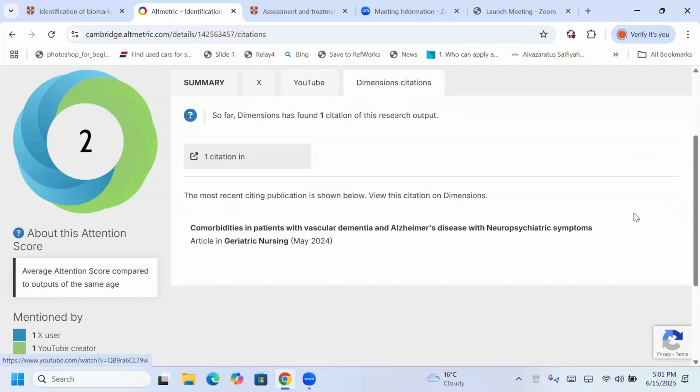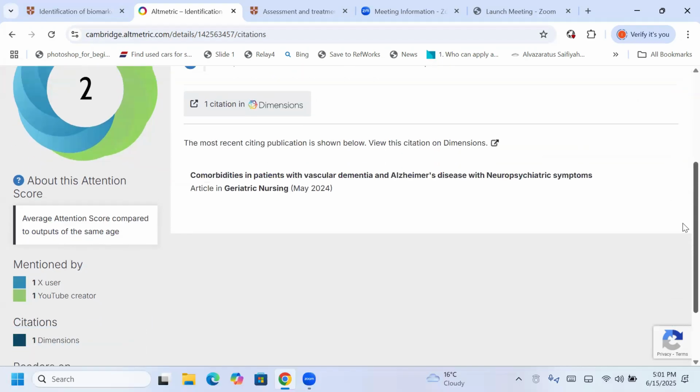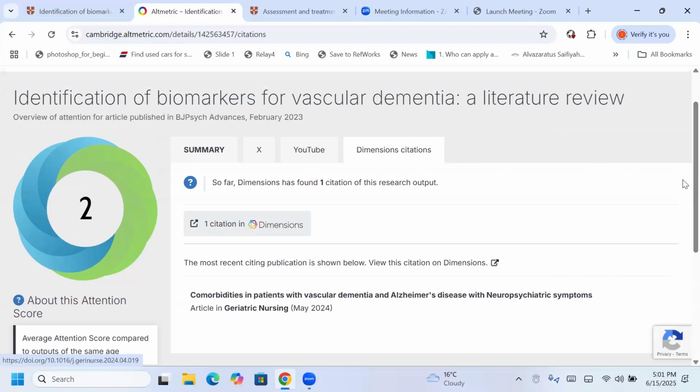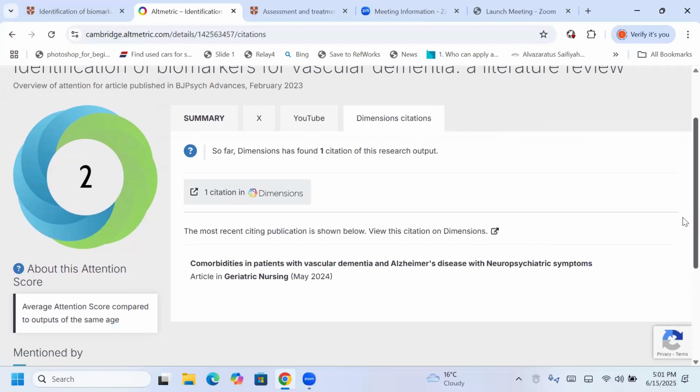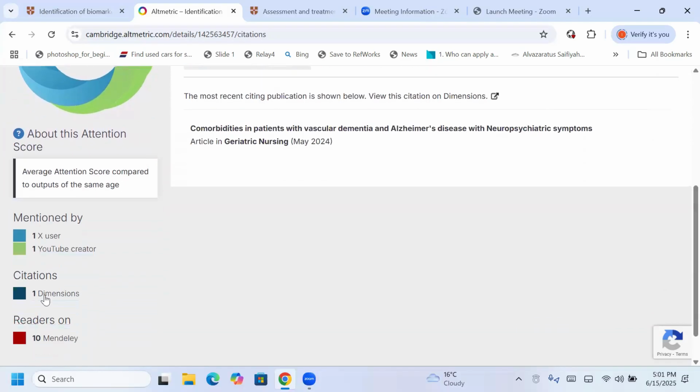Now, if you look at the dimensions of citations, that is where I think you don't get an accurate picture when it comes to altmetric. This article has had more citations, but it only shows one over here. So that is something where maybe Google Scholar is more accurate. The other things you can look at is mentioned by one user, that was X, so that was previously called Twitter, the YouTube, citations.